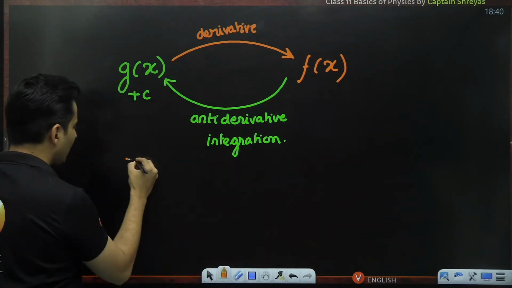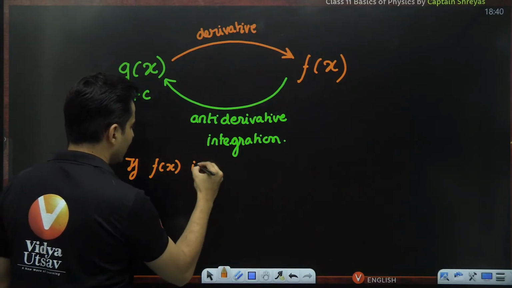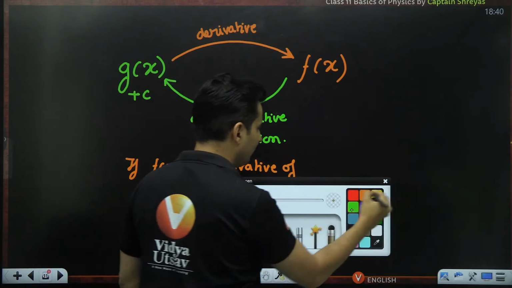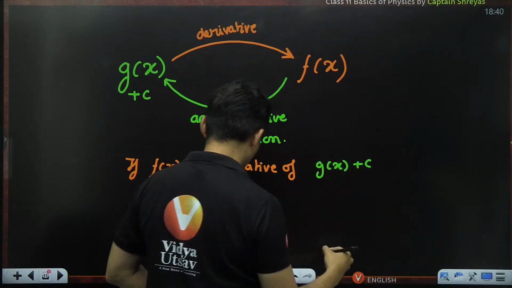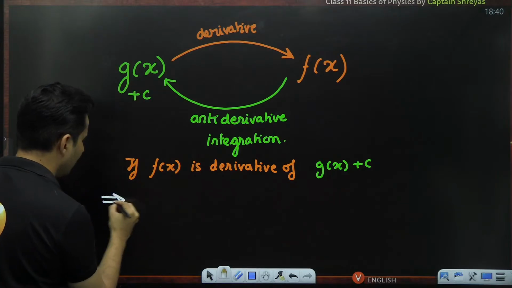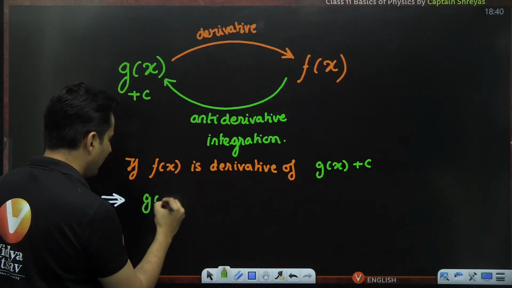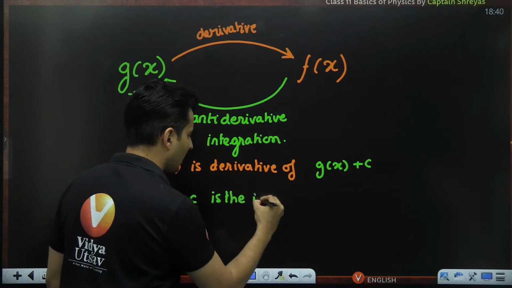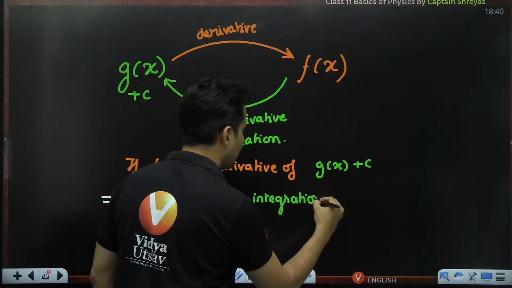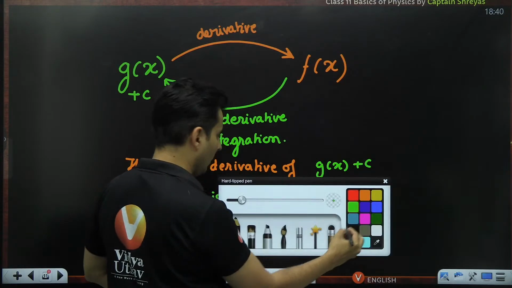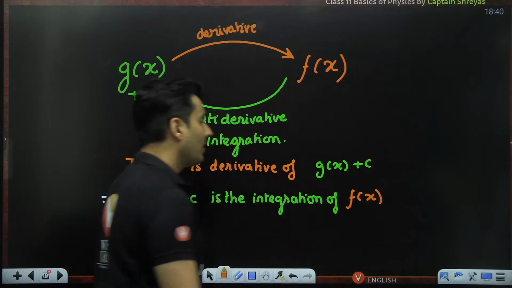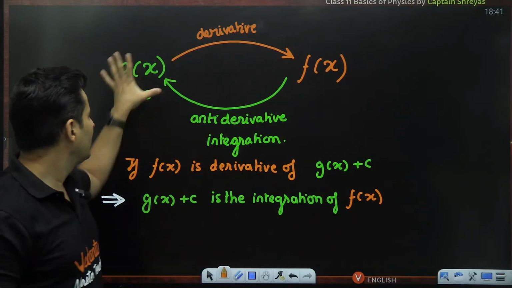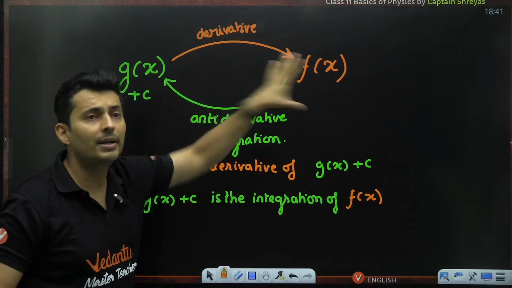So here is how I put it. If f of x is the derivative of g of x plus c, this is very important, then it implies that g of x plus c is the integration of f of x. Is this absolutely clear? g of x plus c is the integration, or the antiderivative, of f of x.